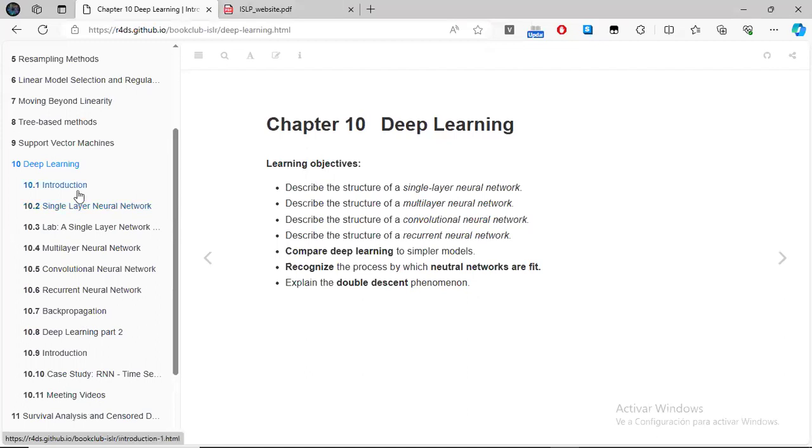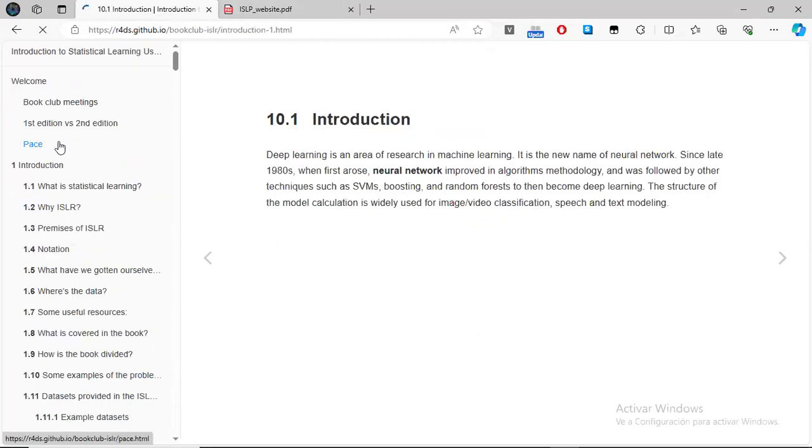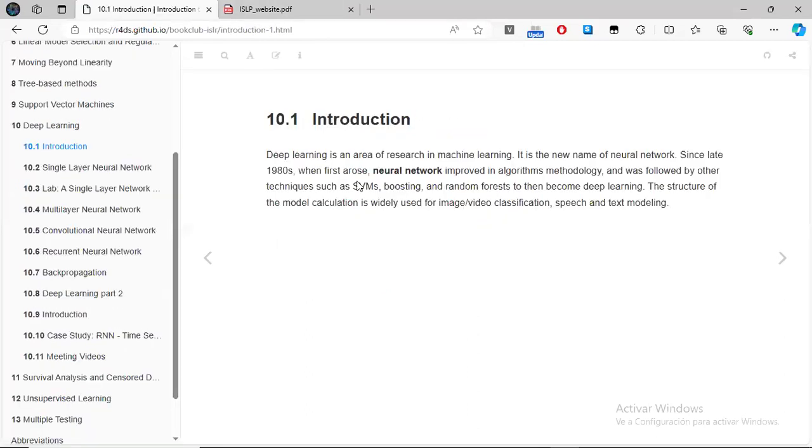Also, there are not too many examples in this chapter compared to other chapters, but at least I did find the theory quite interesting, so let's take a look.